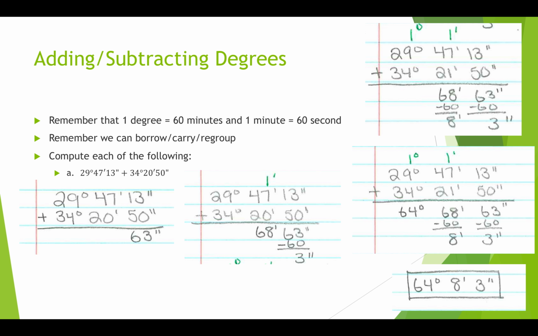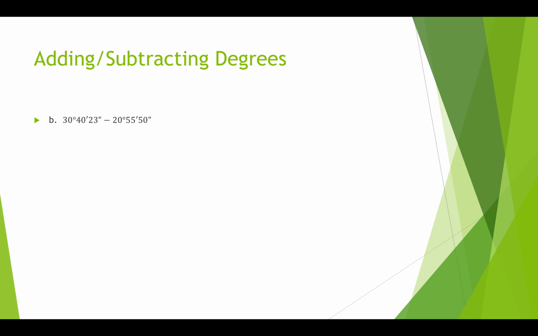We're going to take the same concept and apply it to subtraction now. So I'm going to have 30 degrees, 40 minutes, 23 seconds, minus 20 degrees, 55 minutes, and 50 seconds. We're again going to have to worry about borrowing, or sometimes called regrouping. I'm going to set it up traditional column style. I'm going to go to my seconds, which is my smallest place value. I can't do 23 minus 50. That gives me a negative number. I can't take away 50 things if I only have 23.